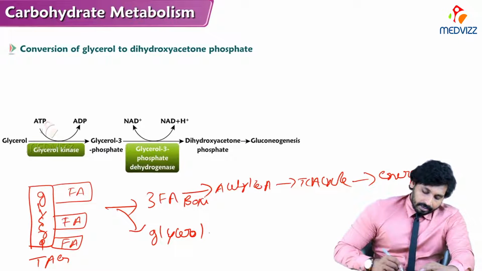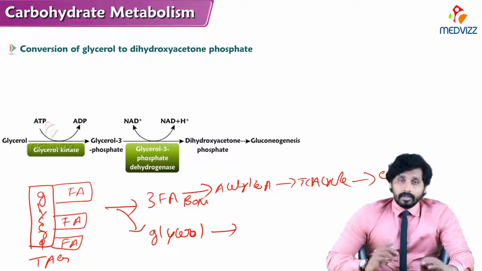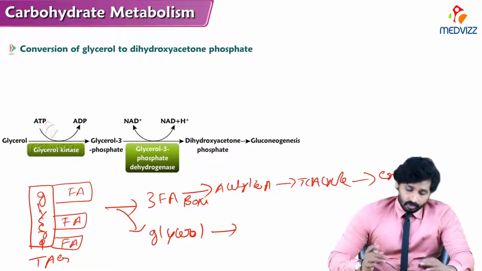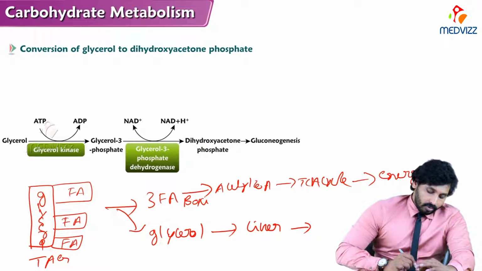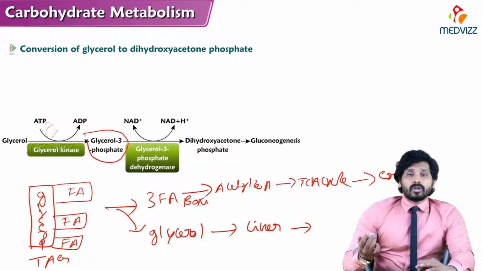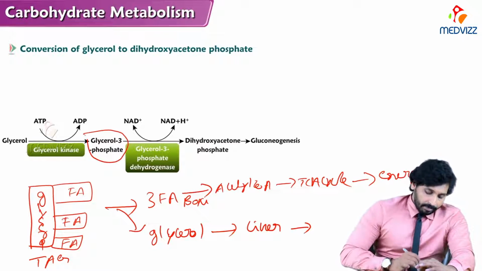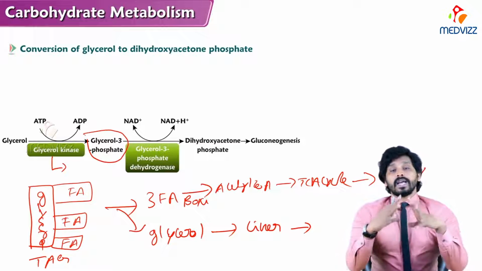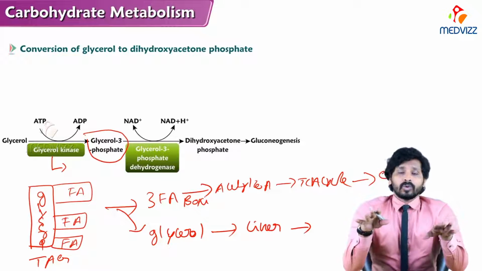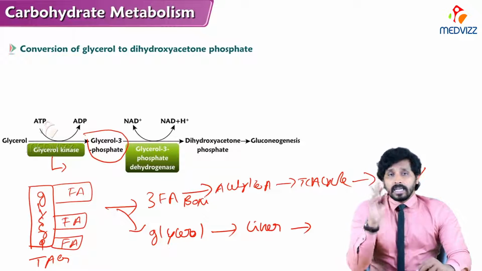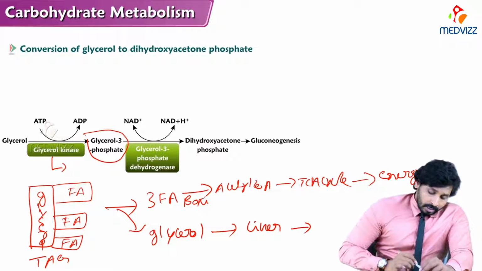But here, this glycerol from the adipose tissue will straight away enter the circulation and reach the liver. In the liver it will be converted to glycerol 3-phosphate. The donor of the phosphate group here is ATP, which is converted to ADP by the enzyme glycerol kinase. Remember, glycerol kinase is specifically present in liver cells, in no other cells.